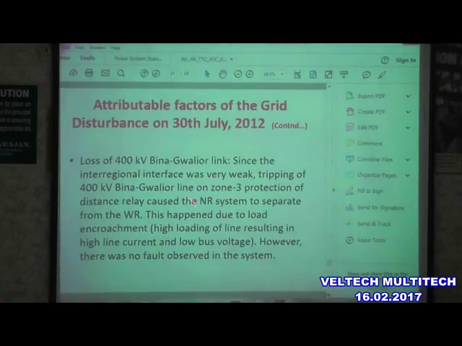So there was, before this, the high loading of the line, resulting in the high current and the low bus voltage.